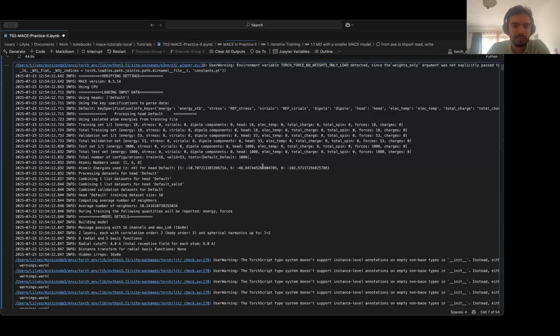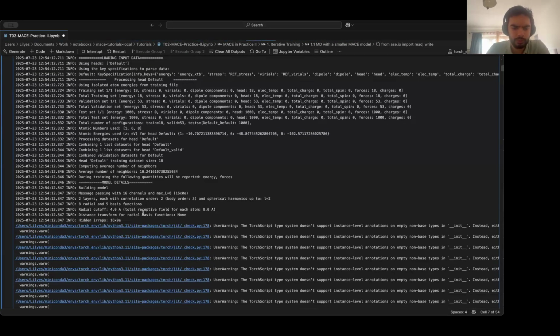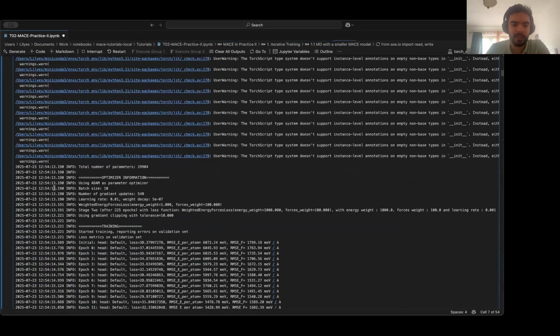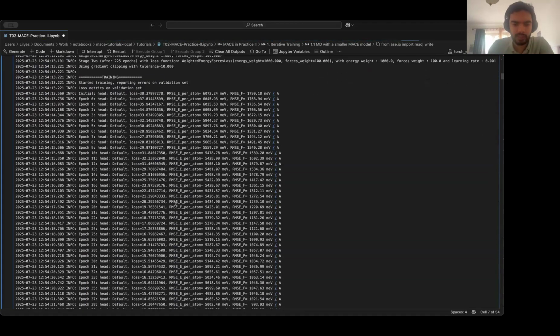It also tells you your E0s. It also shows the basic hypers of your model. Make sure that when you create a discussion or an issue, you also post these log files because that helps me. Then some of the optimization information, and then the training happens.